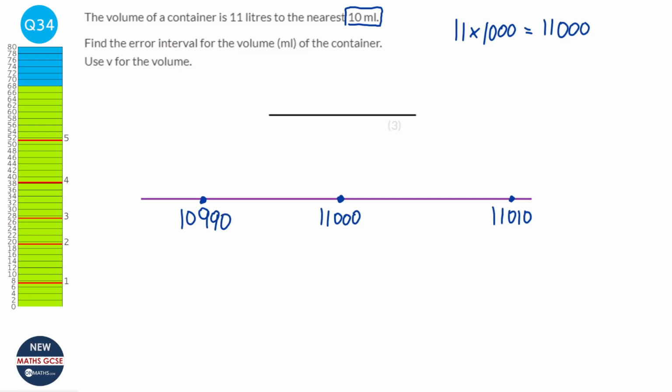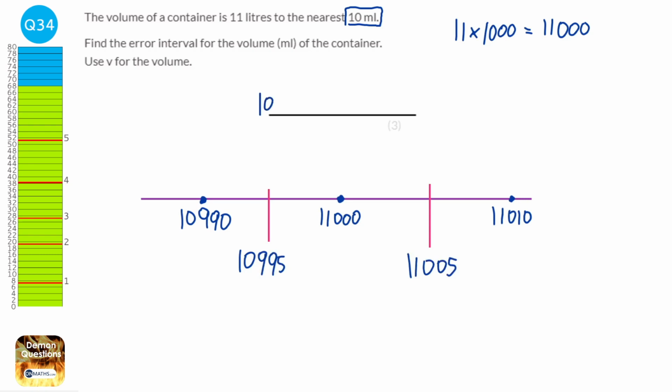Now when we're looking at limits, with the upper and lower part of it, we are looking at halfway points. So halfway here and halfway here. So this halfway point will be 10,995, and the next one will be 11,005, and that's the halfway points. And so that is going to be our upper and lower bound. And we just need to say that V can be anything above the 10,995 and including that, and it can be anything below 11,005, but it can't include that, because if it was 11,005, it would have rounded up to 11,010.